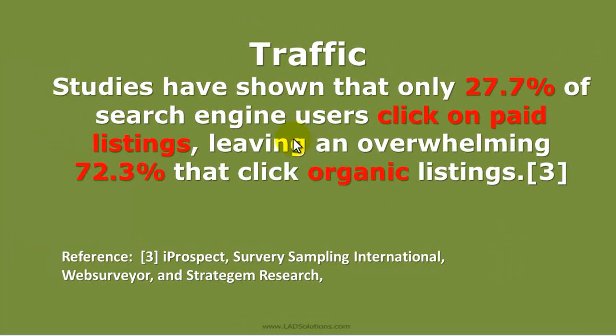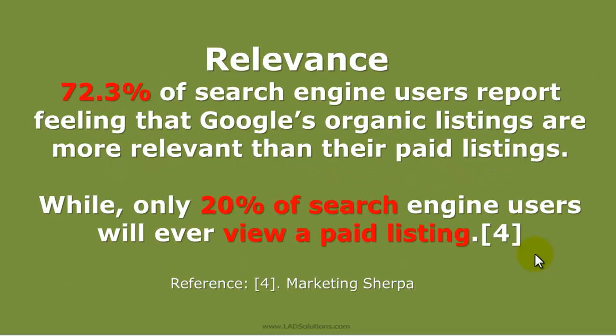Another thing to consider, the traffic. Studies have shown that only 27% of search engine users click on the paid listing. That's leaving an overwhelming 72.3% of the people that click on organic listings. That's amazing. And the whole reason is because of a relevance issue. 72.3% of search engine users report feeling that Google's organic listings are more relevant than their paid listings. Okay, people aren't stupid. They're going, wow, if you're in the middle, Google put you there. You must be doing something right. And it's just a natural human instinct that people start believing that.